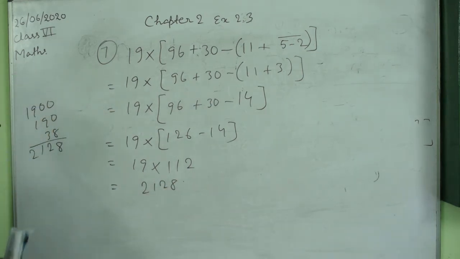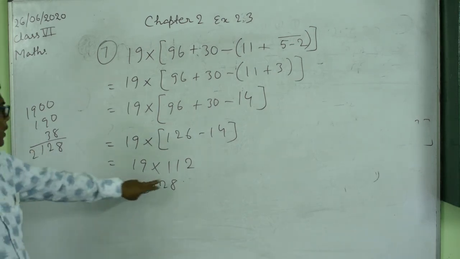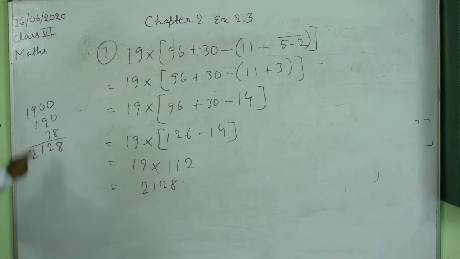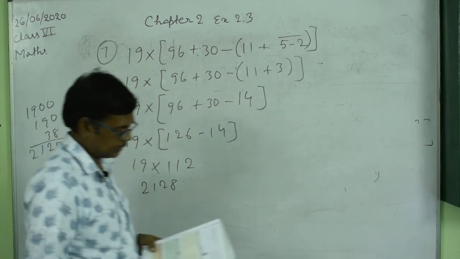So this is the answer of this question here. This is the multiplication of 19 and 112. Here I have multiplied 19 with 100, 19 with 10, 19 with 2. So 1900, 190 and 38. Then adding all these numbers, you will get the answer. So this is the answer of this question.